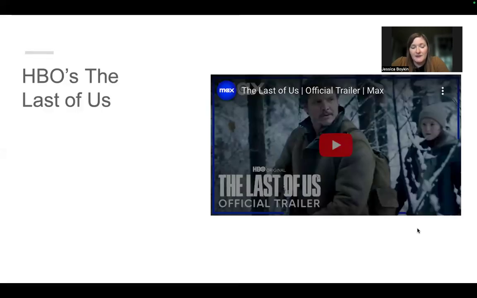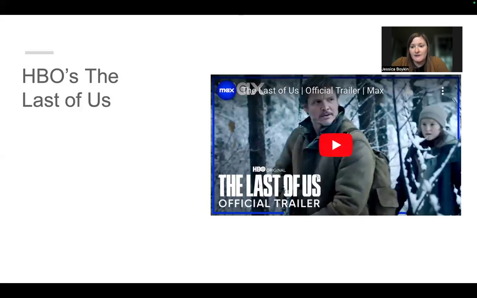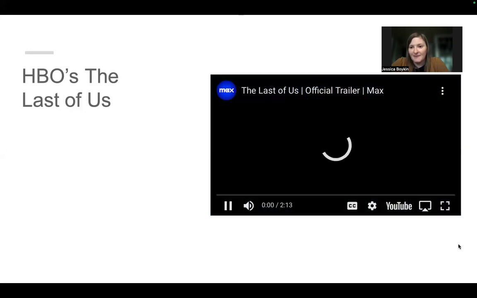HBO's The Last of Us. If you watched it, this is a pretty serious, maybe even suspenseful drama, where there are zombie characters in it, right? And so we have pretty specific expectations of a zombie show.